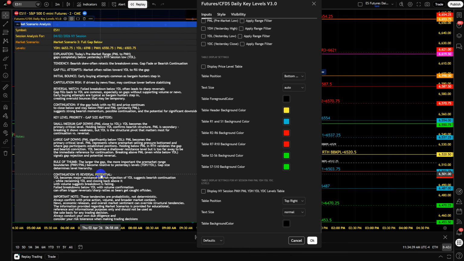Rule of thumb, continuation versus reversal potential. Basically what this is, is a summary of the dominant trading tendencies and key trading characteristics of this particular market scenario. So again, there are only 6 different market scenario structures that any symbol can open up in on any given day. And depending on what the market scenario is, depending on what these levels are, it will give you the market scenario analysis and show you the information for that particular market scenario.